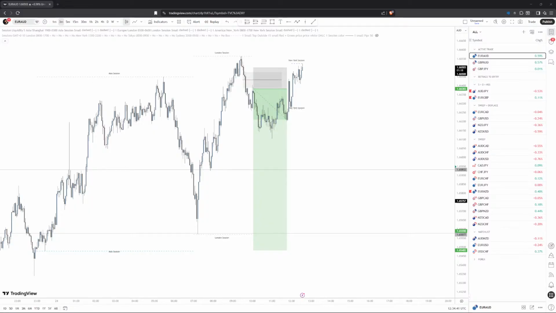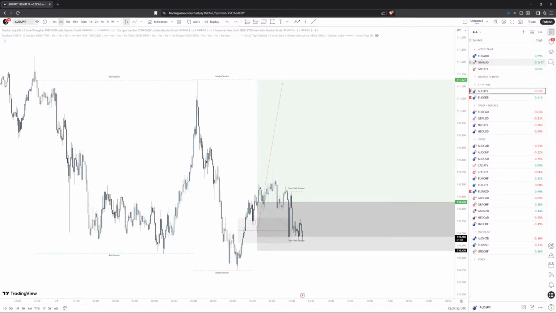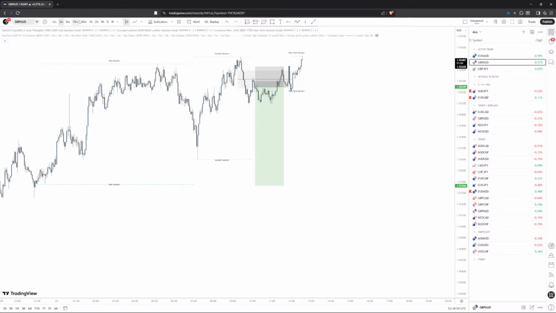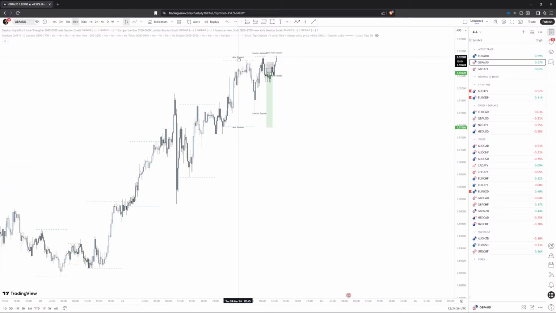Okay. So today we're going to look for sweeps of the London session highs and lows. Currently, we'll review those trades later. Okay, so let's go 15-minute. This is potentially about to sweep the high, but it low-key might be a continuation.